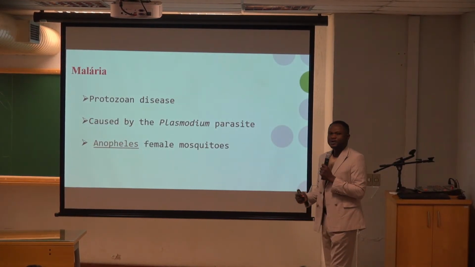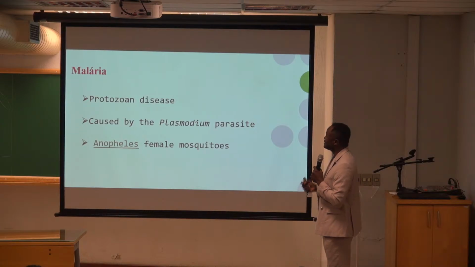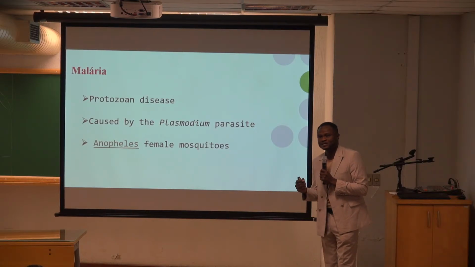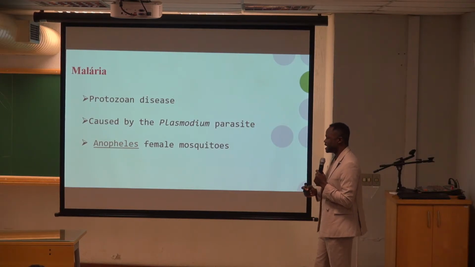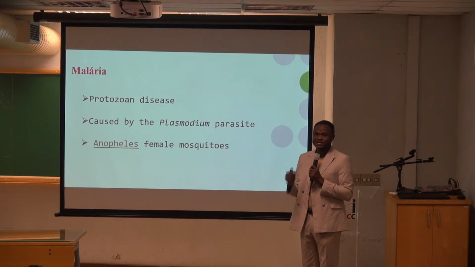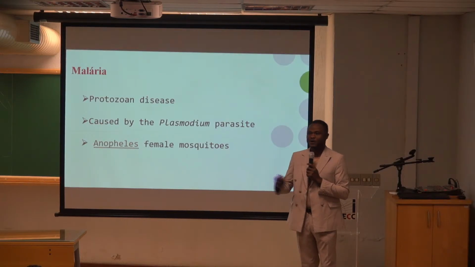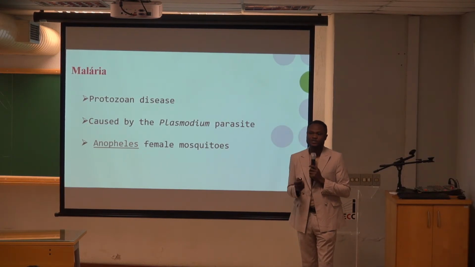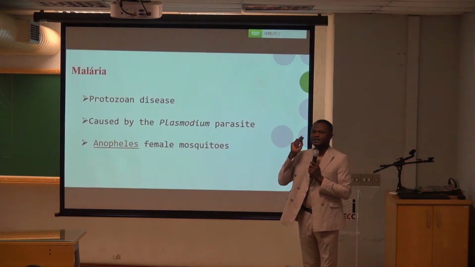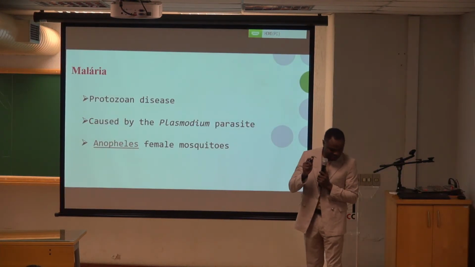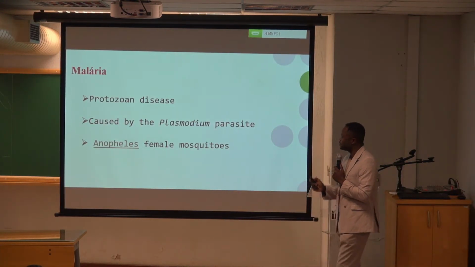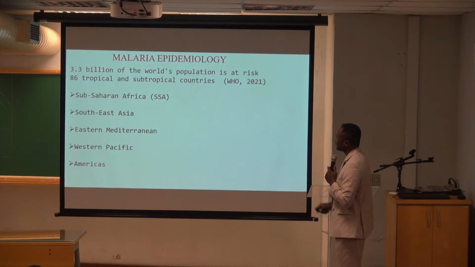Okay, so malaria is a protozoan disease caused by Plasmodium parasites. And this parasite is transmitted by the female Anopheles mosquito. You know, we have the male and we have the female. So when a male mosquito bites you, you ain't going to get malaria. You can only get malaria when a female mosquito bites you.